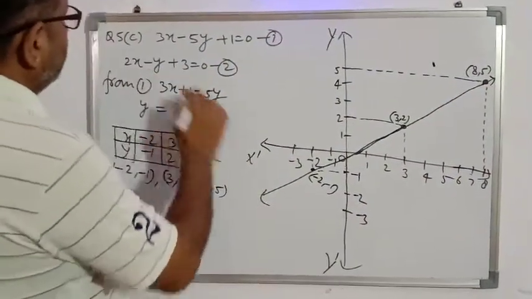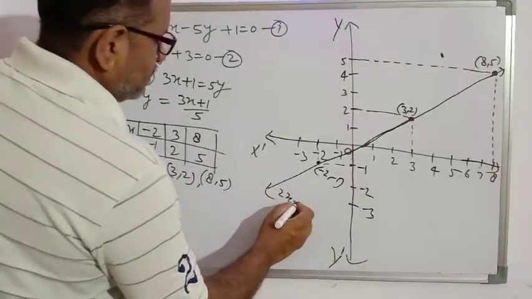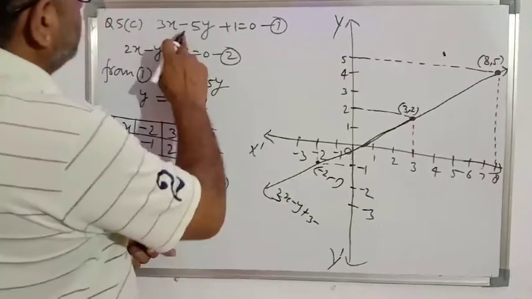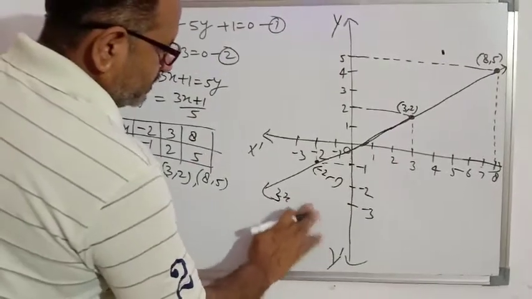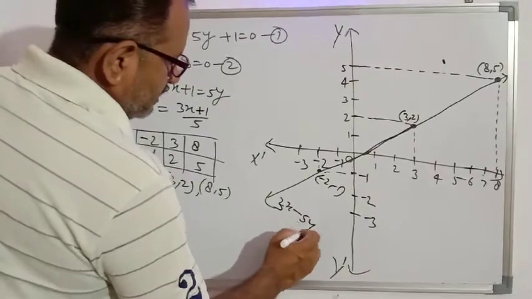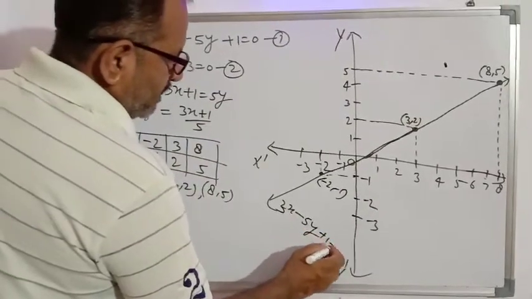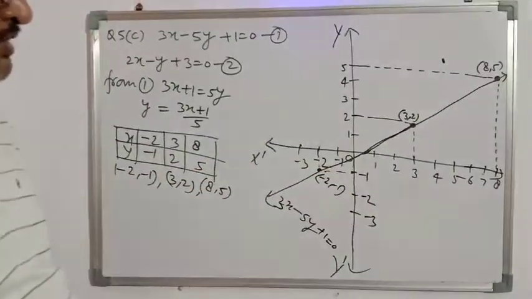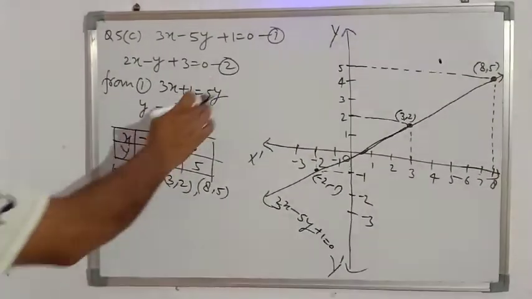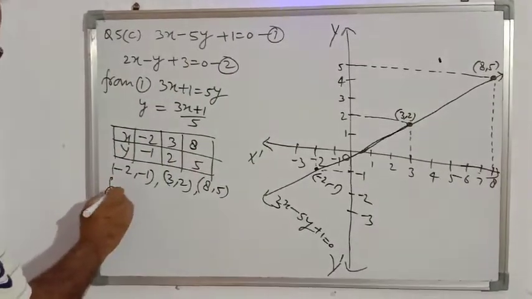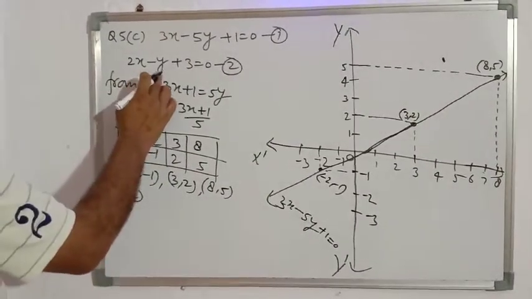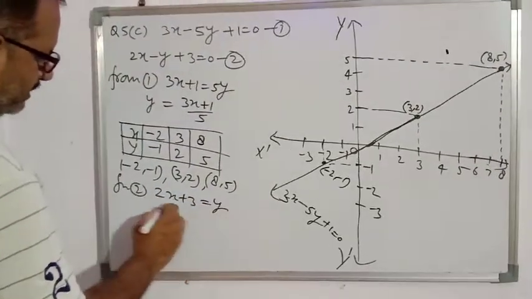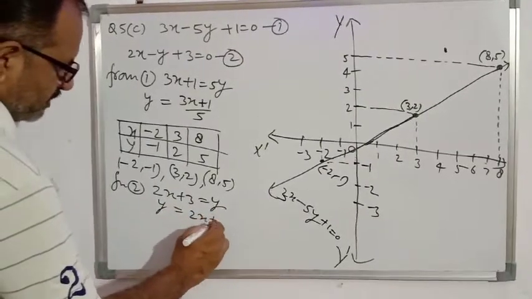Write the equation of the line: 3x minus 5y plus 1 is equal to 0. So this is the graph of 3x minus 5y plus 1 is equal to 0. Similarly, from the second, again make y the subject, transpose this side. So 2x plus 3 is equal to y, means y is equal to 2x plus 3.